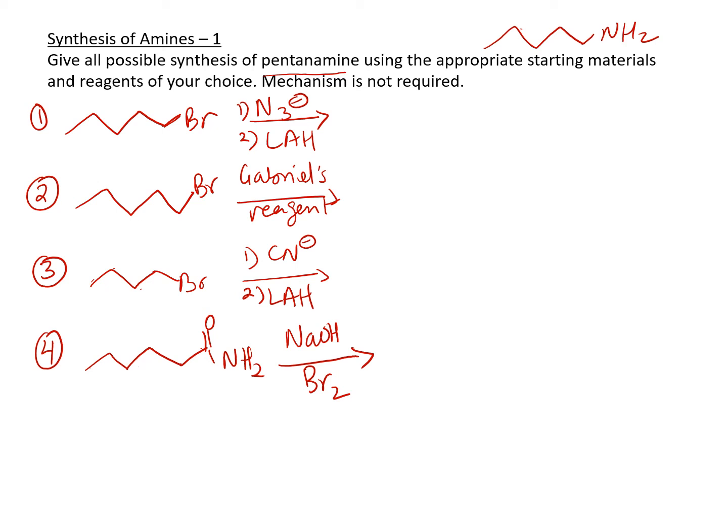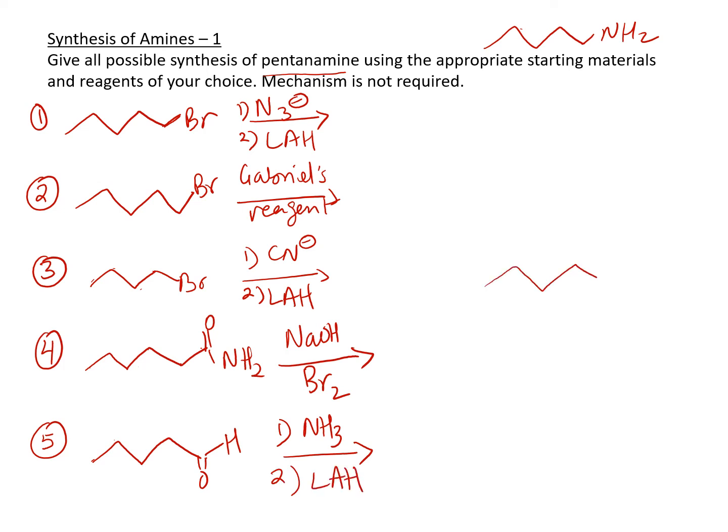I have one more synthesis, and that is the reductive amination. With reductive amination, I'm going to start with an aldehyde. So 1, 2, 3, 4, 5. I will start with the right number of carbons because we are not adding any carbons here. And with reductive amination, I need to form an imine first. So I'll form the imine using ammonia, and then I will do the reduction on this one. And all of this should give us pentanamine.